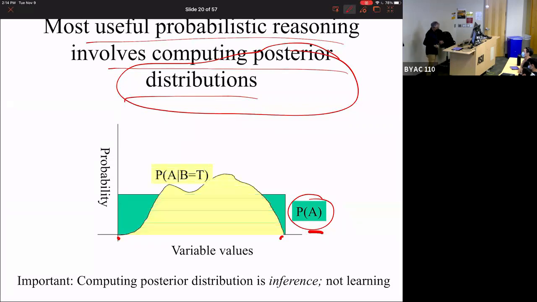When I give some evidence, probability of A given that B equals true, the distribution of A might change. It might become like this. So now A is more likely to take values in this region than in this region. Before, it could take values anywhere. So this is what happens, probabilistically speaking, when you get more evidence: your distribution hopefully gets sharper. As it gets sharper, you know what the actual value is. Hopefully. But sometimes it can actually flatten the distribution too.